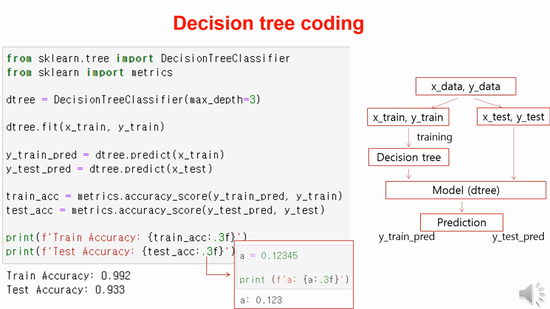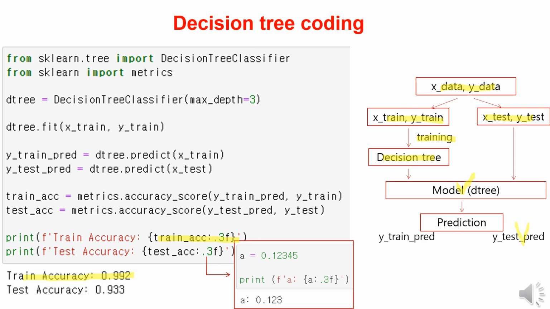Let's summarize this process. We divide the data into training and testing sets, then train the decision tree model using the training data to build the model. Afterward, we apply the same training data to the model to assess its accuracy. The training accuracy is found to be 0.992, indicating that it correctly predicted the species with an accuracy of 99.2%.